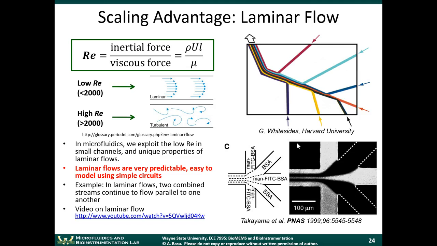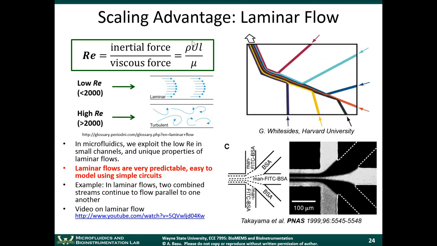So we can talk about one scaling advantage in microfluidic devices. In fact, we've already talked about this before: the Reynolds number. At the small length scale, the Reynolds number becomes small, often less than 1. The Reynolds number represents the ratio of inertial force divided by viscous force. When inertial forces are small, you end up getting something called laminar flow.